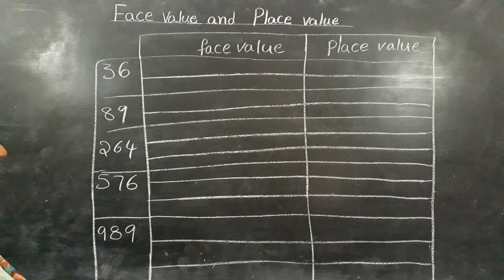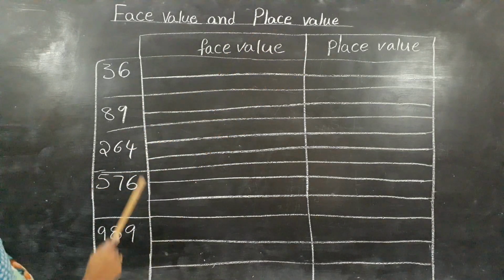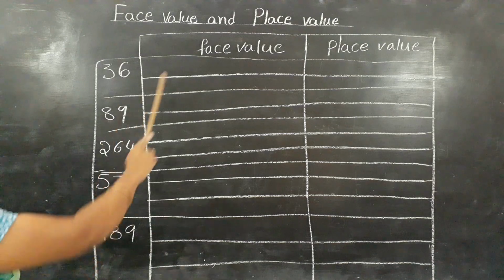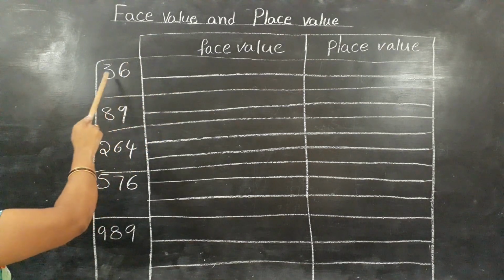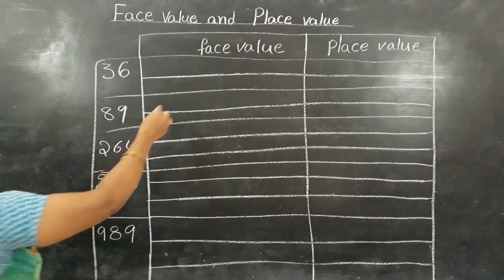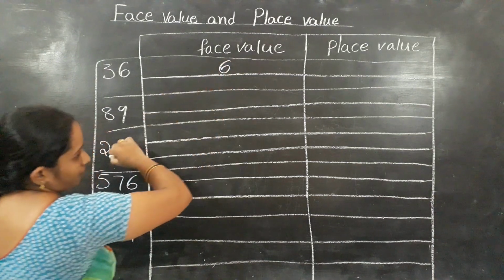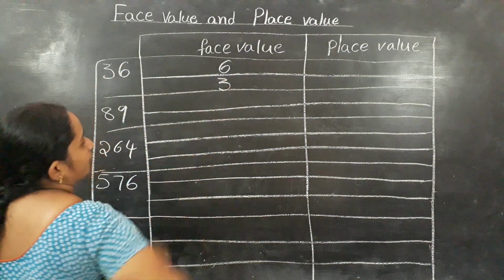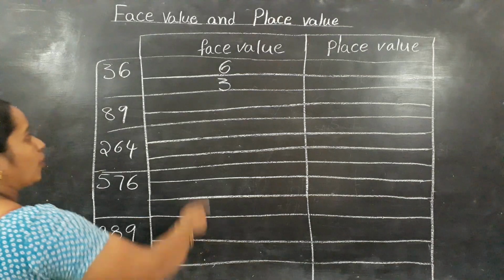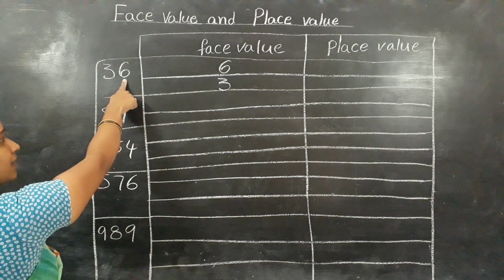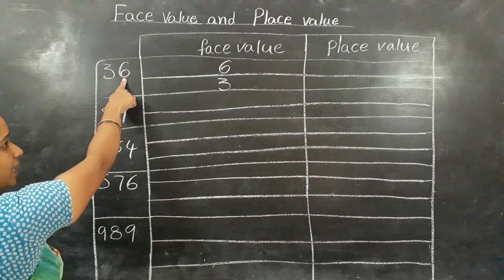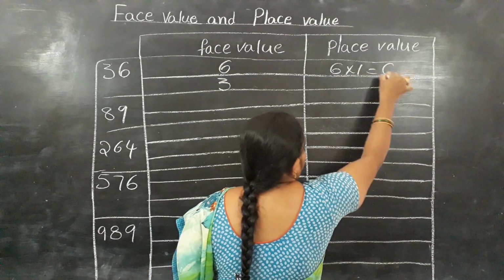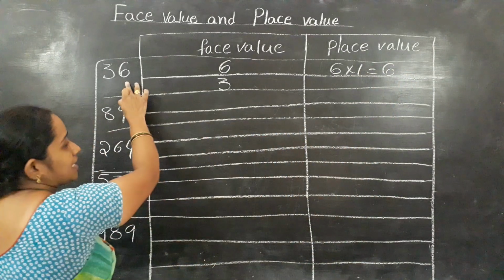Now tell me the face value and place value of each digit in these numbers. Now what is the face value of 6 in 36? The face value of 6 is 6 itself. And the face value of 3 is 3 itself. Now tell me the place value. What is the place value of 6 in 36? It is in 1's place. So 6 into 1, 6. The place value of 6 is 6.